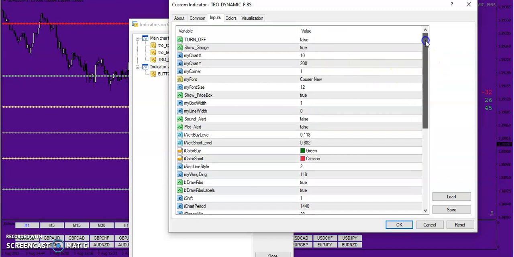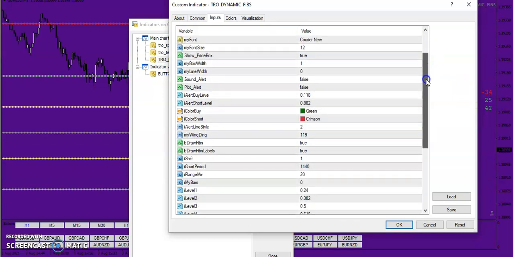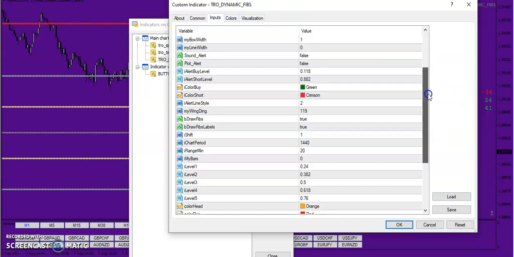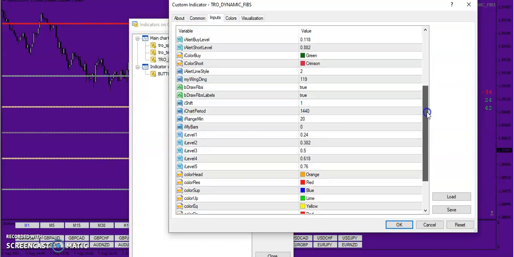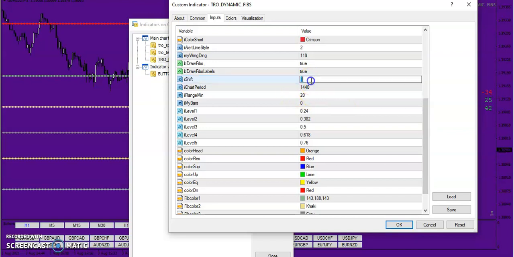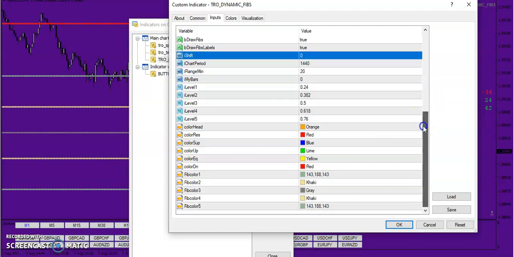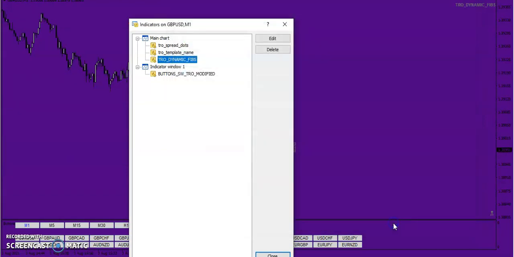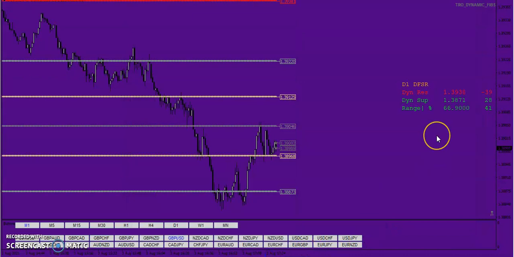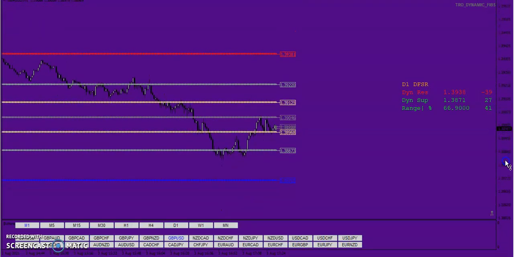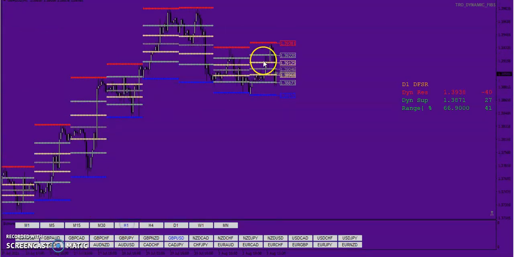And just so you know, I've got the gauge turned on. You don't have to have the gauge turned on. I shift, set that to 0, and this would give you the current fib numbers for today. So this gives you the current for today, the high and the low.